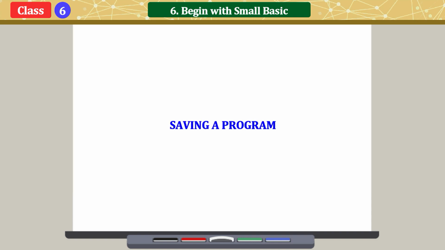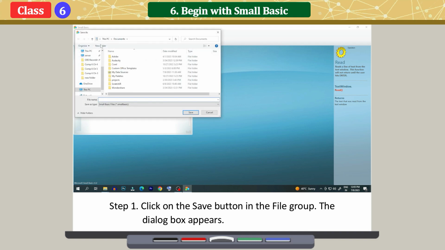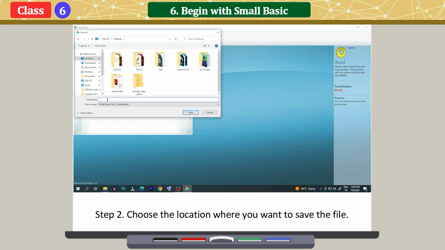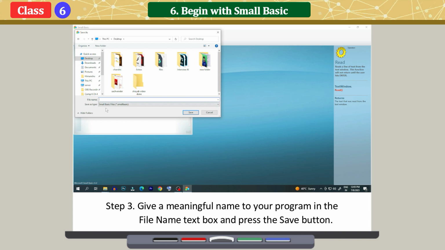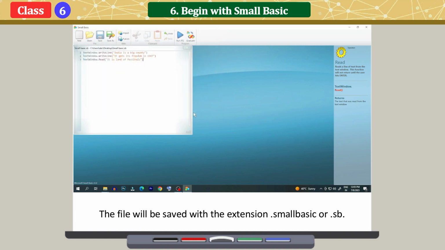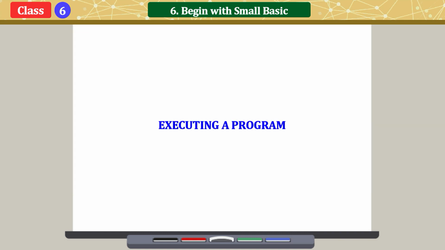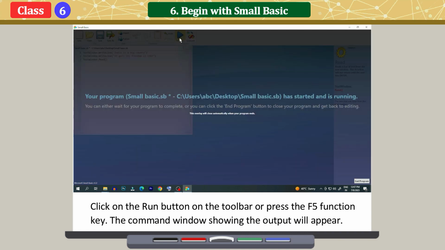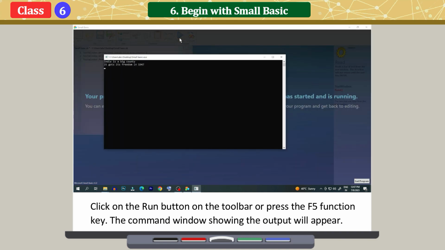Saving a program. Click on the Save button in the file group. The dialog box appears. Choose the location where you want to save the file. Give a meaningful name to your program in the File Name text box and press the Save button. The file will be saved with the extension .smallbasic or .sb. Executing a program. Click on the Run button on the toolbar or press the F5 function key. The command window showing the output will appear.